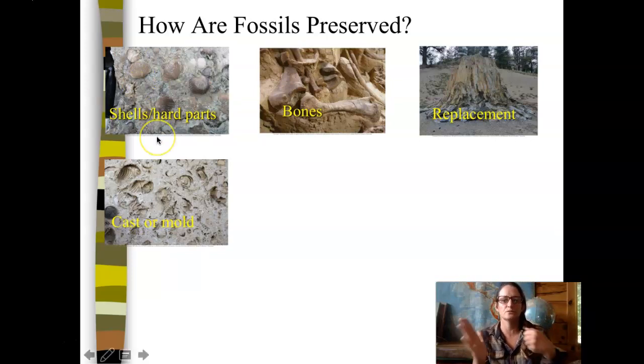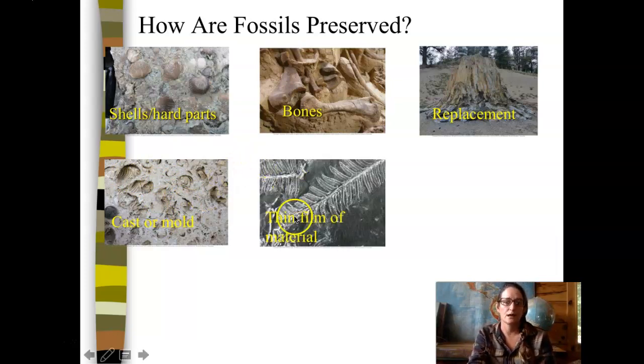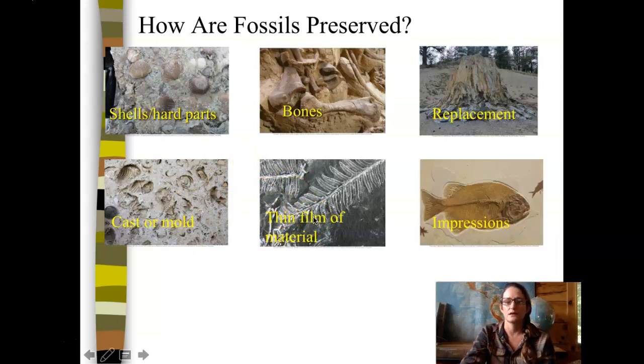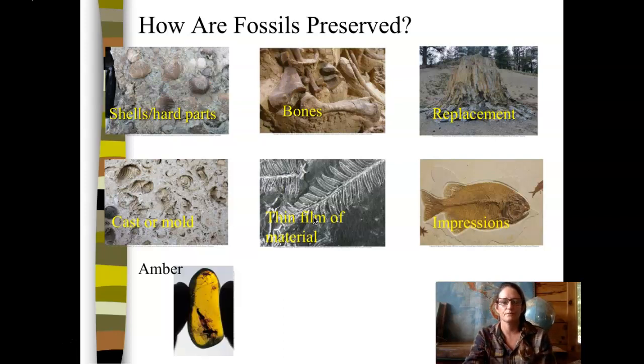Cast and mold, this is just the impression of a shell. So this is just in that limestone. It's like taking a shell and pushing it into Play-Doh. Now we have just the mold of it. We can have thin films of material. So this mostly with leaves, and also the impression of fish. So the fish is no longer there, but in that really fine-grained mud, it's left the impression of it.